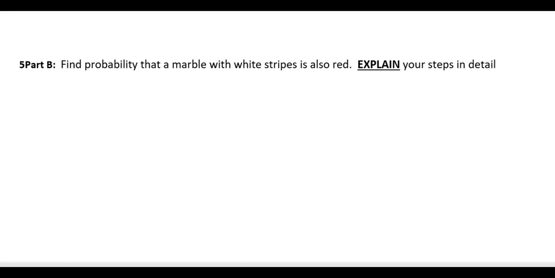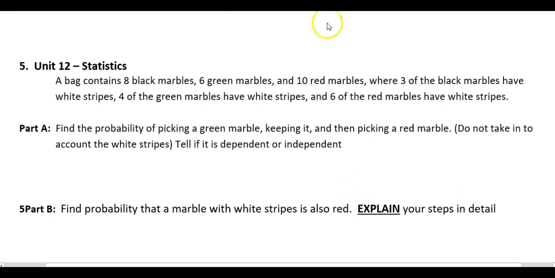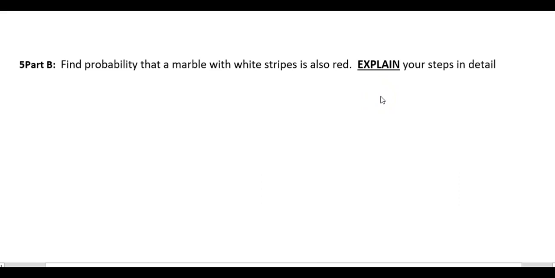For number 5, part B, it says find the probability that a marble with white stripes is also red. Explain your steps in detail. So this time we have to talk about finding the probability that a marble with white stripes is also red. So we have to figure out how many had white stripes. When we go back up here to the white stripes, 3 of the black marbles have white stripes, 4 of the green marbles have white stripes, and 6 of the red marbles. So we're going to add 3 plus 4 plus 6 first. And that's 13. So that's the total number of marbles with white stripes.